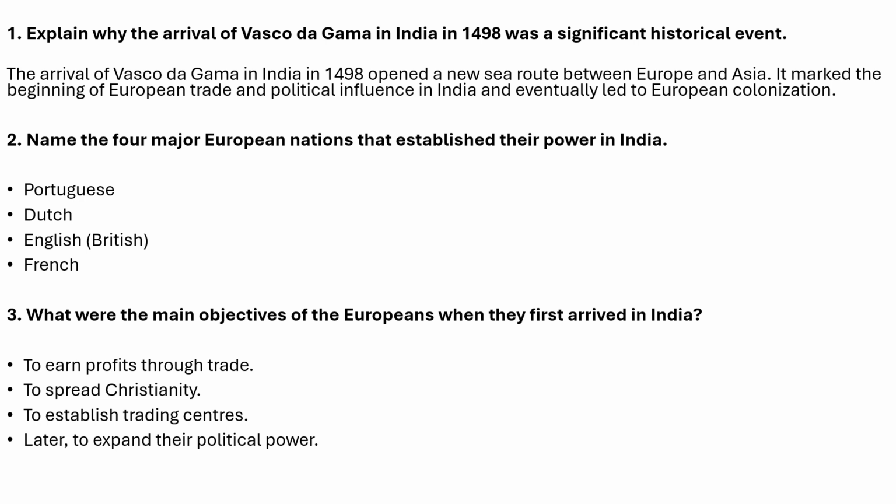Name the four major European nations that established their power in India: Portuguese, Dutch, English, also known as the British, and the French. What were the main objectives of the Europeans when they first arrived in India? To earn profits through trade, to spread Christianity, to establish trade centers, and later to expand their political power.